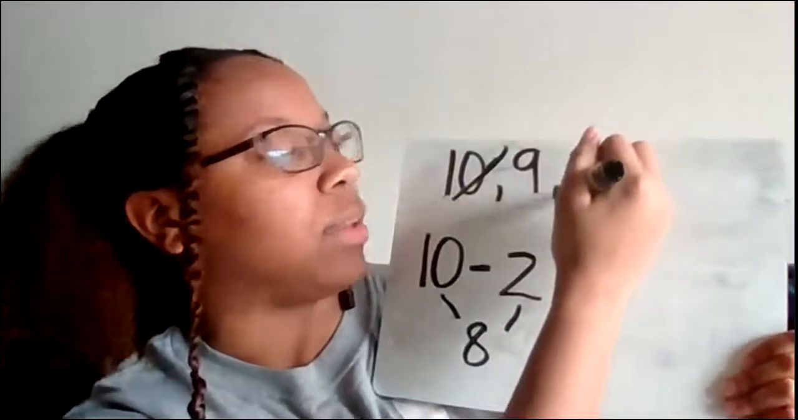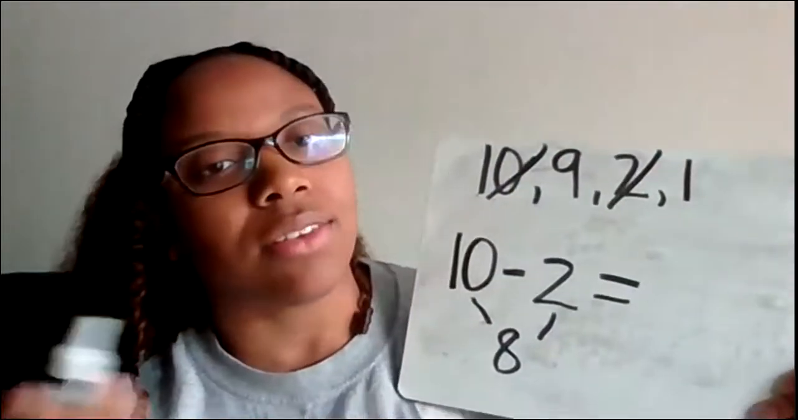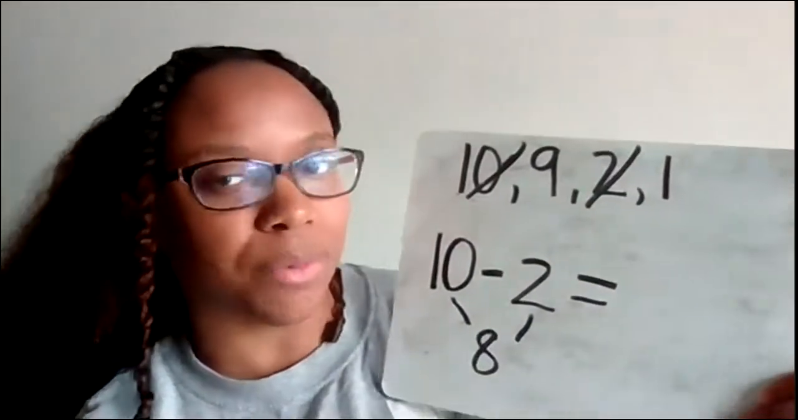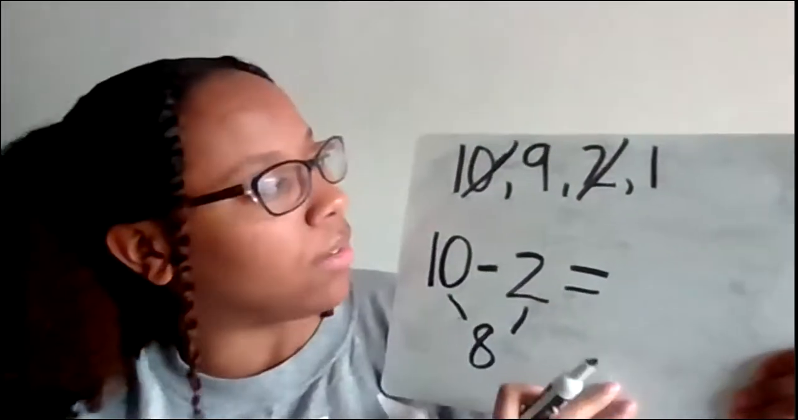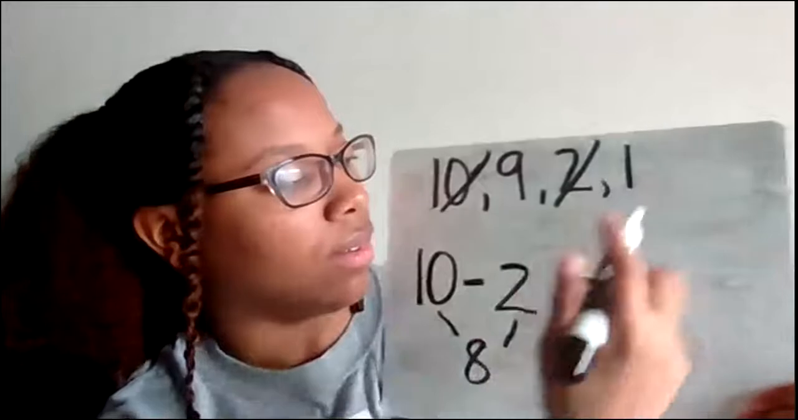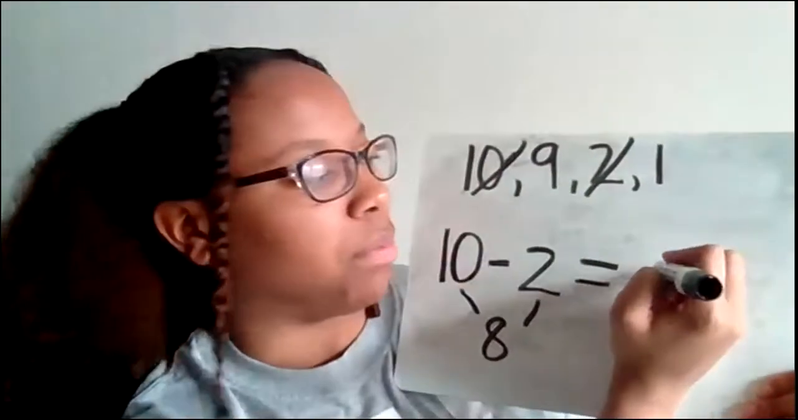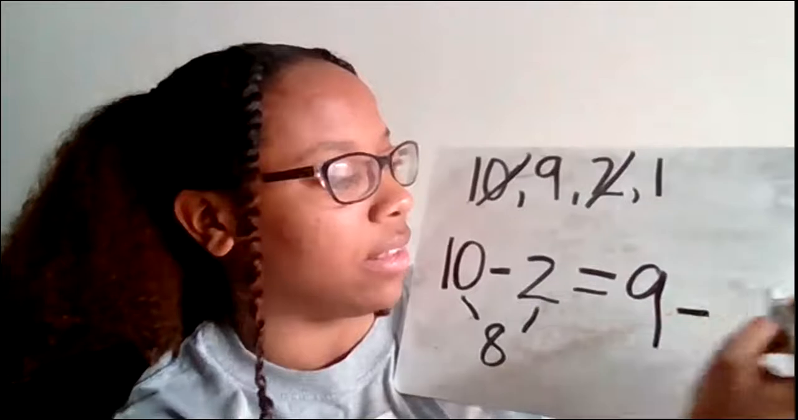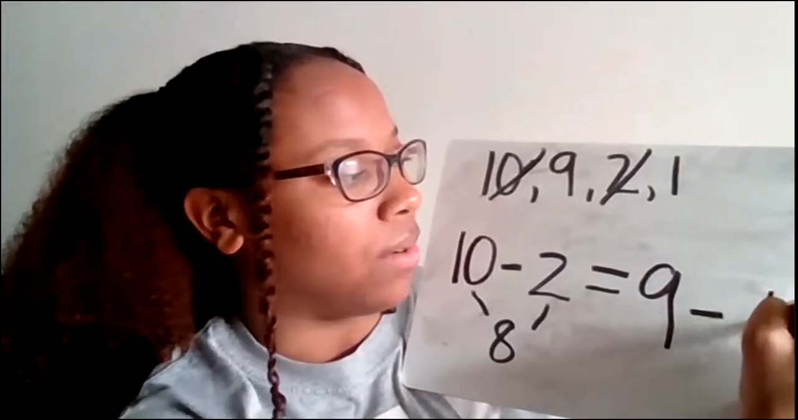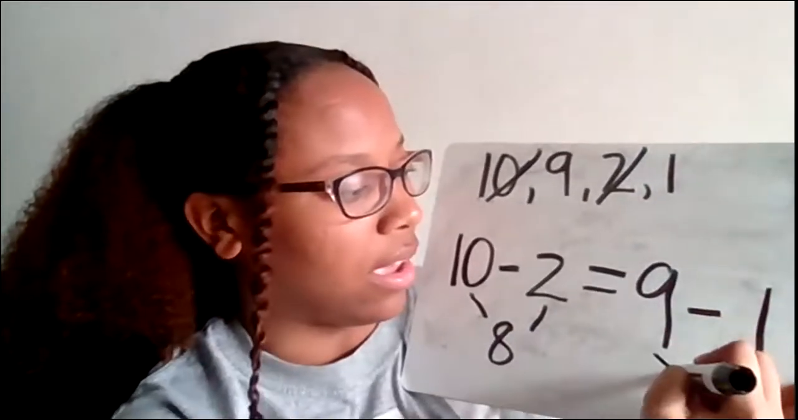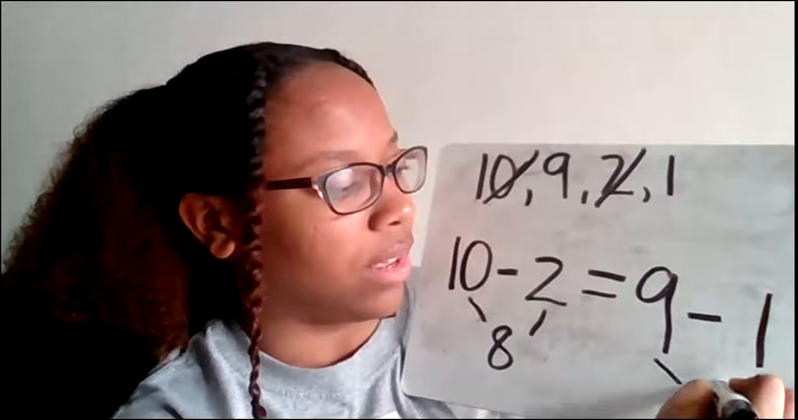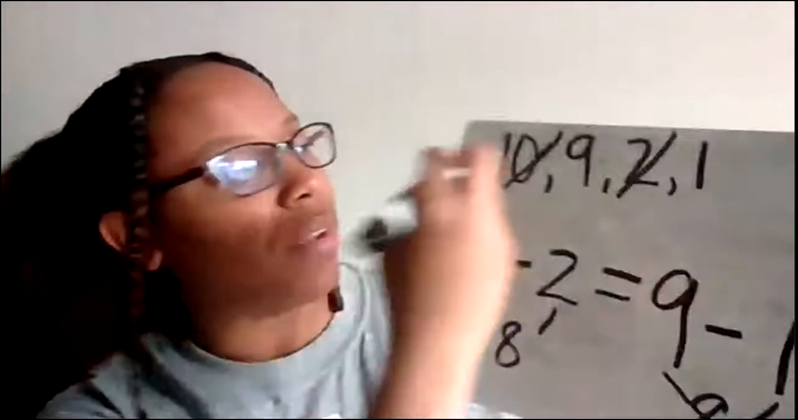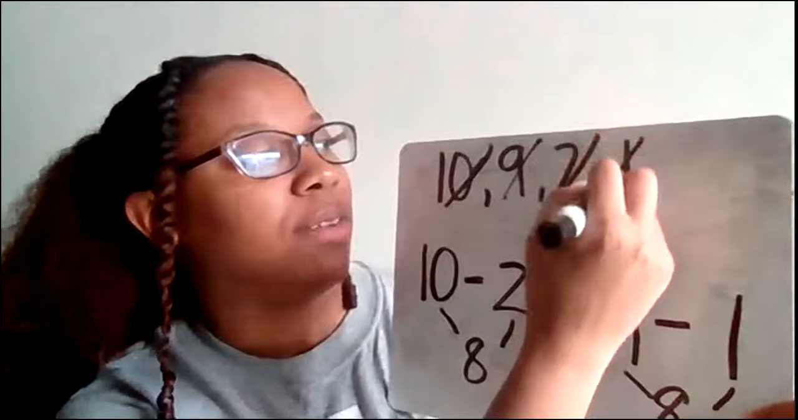I used those 2 numbers, so let me go ahead and cross them out. So now I only have 9 and 1 left. But which number would go first? Well, I know 9 is bigger than 1, so I'll start with that one. And it would be 9. Remember, I'm doing subtraction, so that's minus 1. And I know 9 minus 1 equals 8 as well. Then we remember to cross them out.